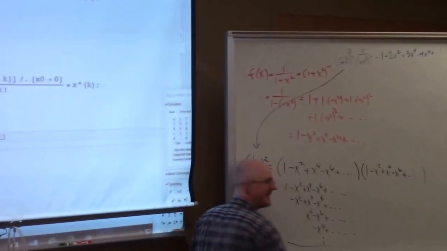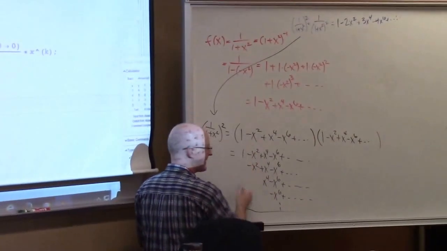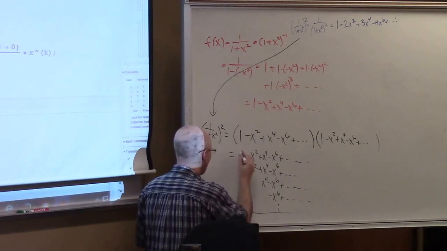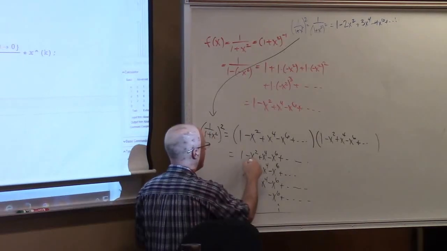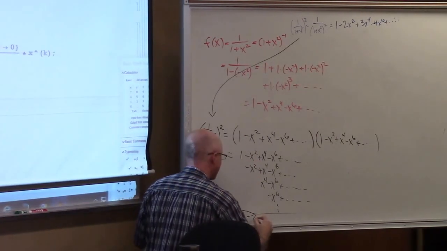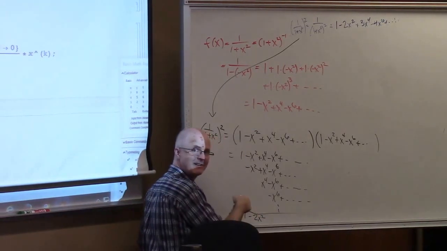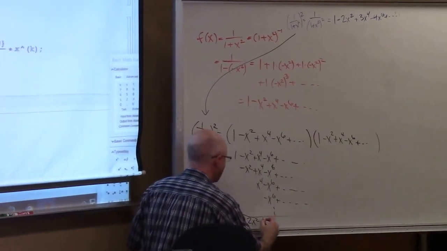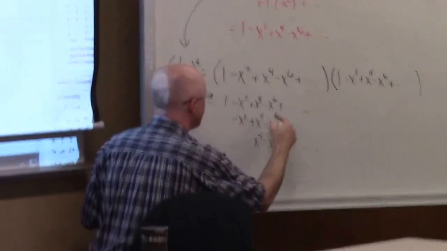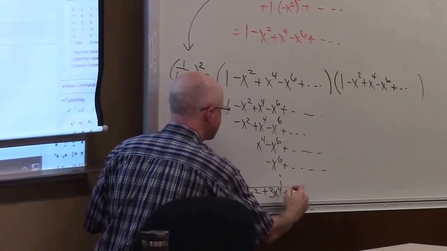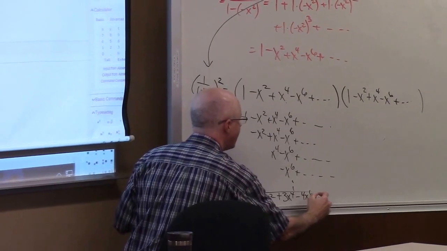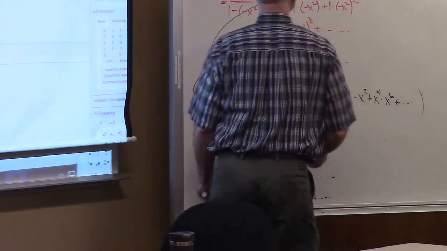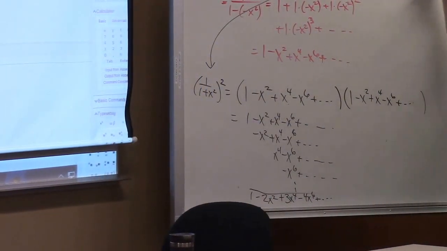Add this up column-wise. 1. 2 of those, minus 2x squared. Can you see it down here? 3 of those, plus 3x to the 4th. 4 of these, minus 4x to the 6th, etc. We're getting the same thing as we got up here.